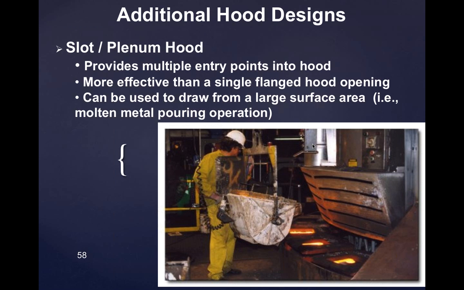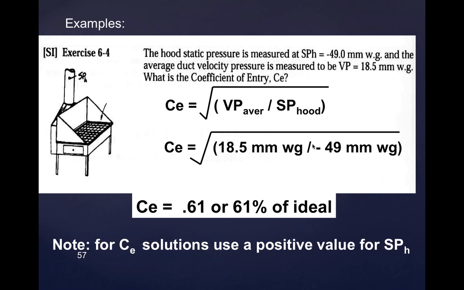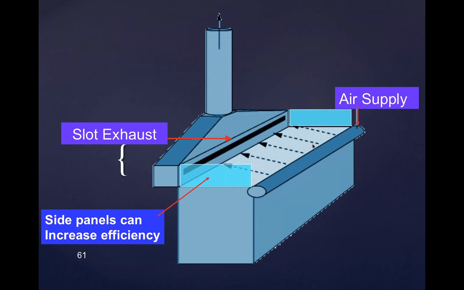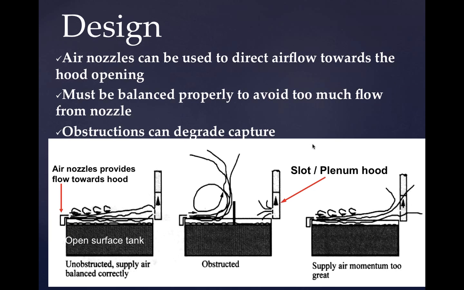Another measure of efficiency is, actually they show it inverted. Another measure of efficiency. Remember the other measure of efficiency? We're going to come across it in a little while. HE, hood entry loss, is another measure of efficiency.